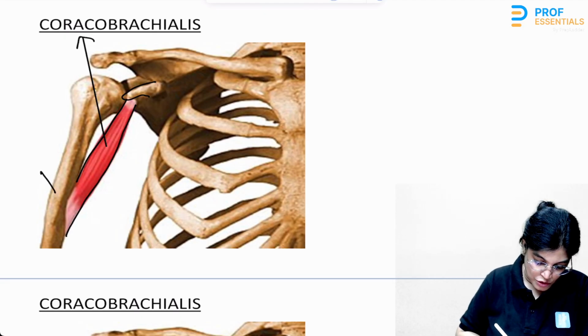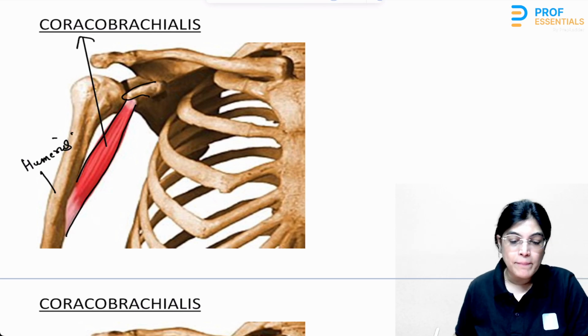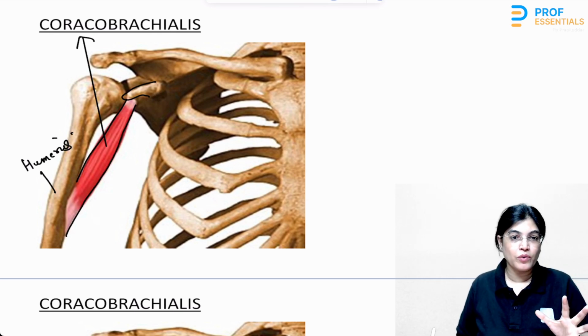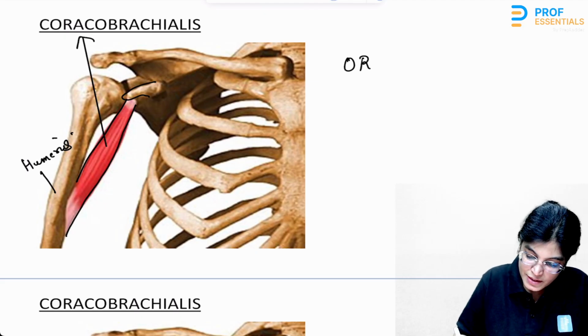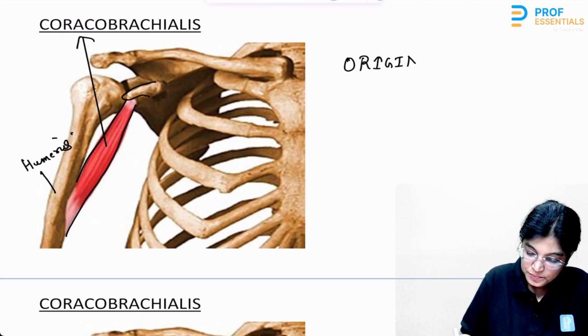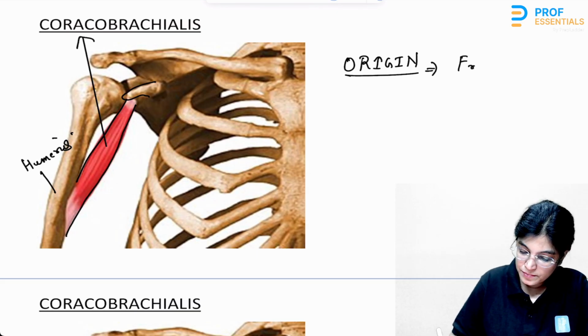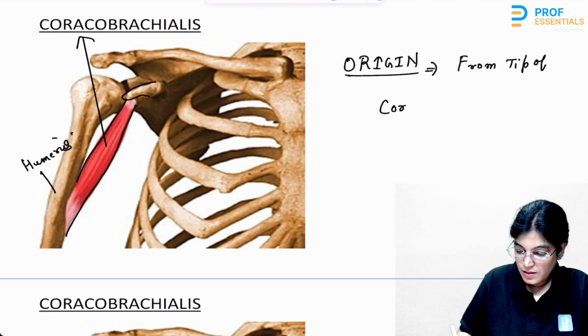So this bone is the humerus bone. Can you see here? This is the humerus bone. So it is inserting into the middle medial aspect of the shaft of humerus bone. Okay. So let's write about origin and that of insertion. So origin is from the tip of coracoid process of scapula.